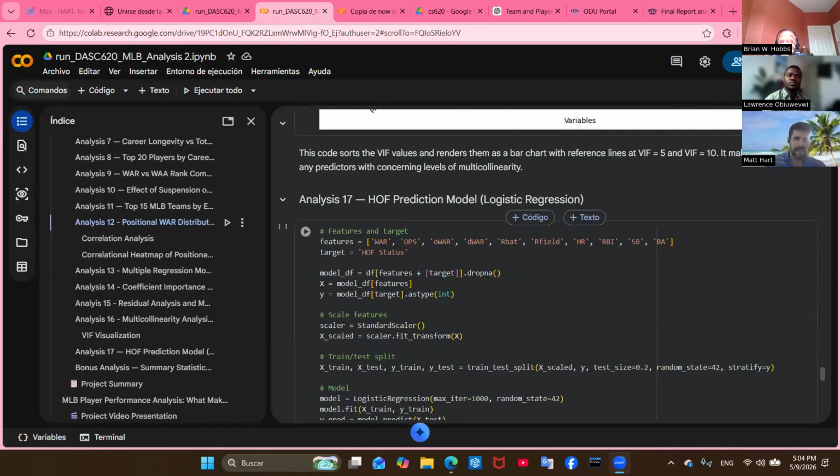And then lastly, we have the Hall of Fame prediction model. In this last part, we find that the regression model achieved 96.9% accuracy, showing that non-Hall of Fame players were classified extremely well and Hall of Fame players reasonably well. Batting WAR, offensive WAR, and RBI were the strongest positive predictors of a Hall of Fame induction, with home runs and defensive metrics also contributing positively but less strongly. Overall, the analysis suggests that overall player value and offensive production are the most important factors in predicting Hall of Fame success for a player.